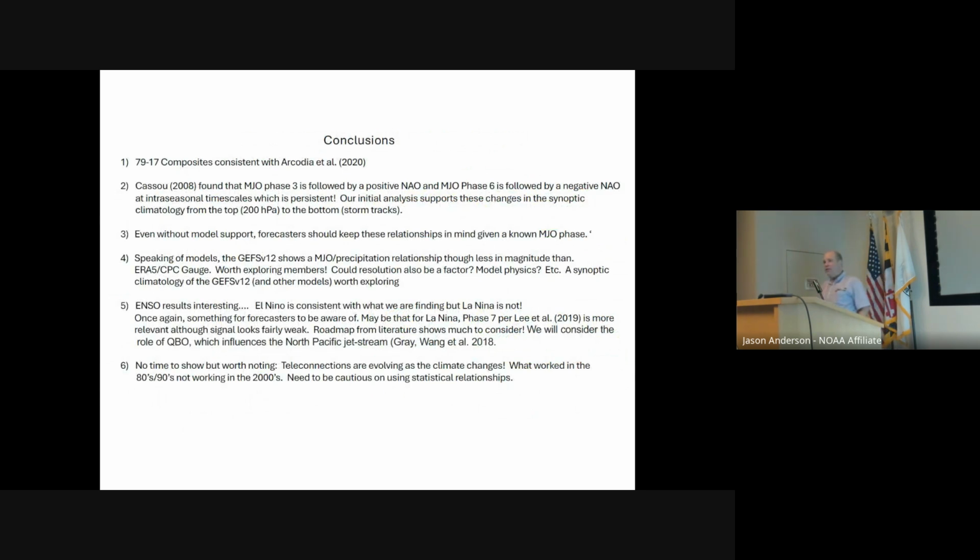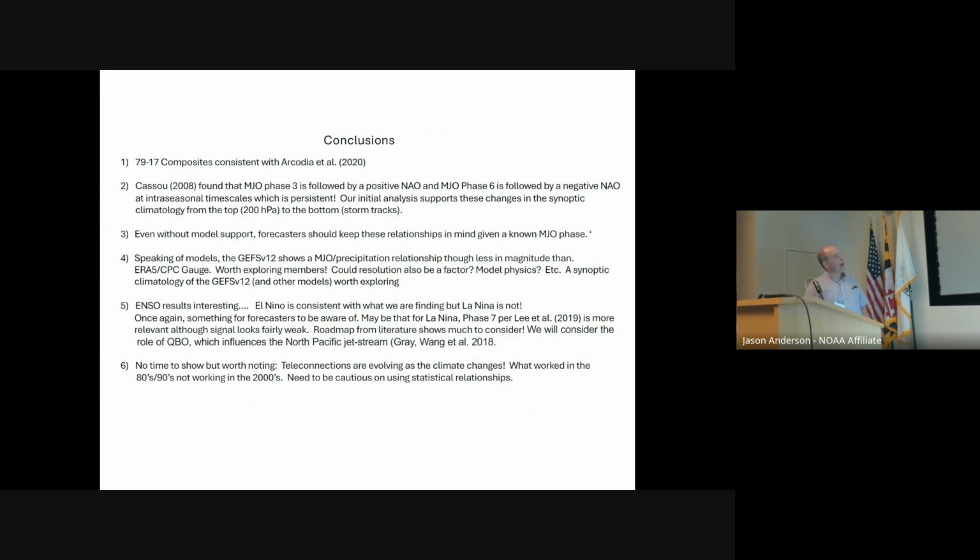The composites are consistent with Arcodia et al. 2020. Casalo found that MJO phase 3 is followed by a positive NAO, and MJO phase 6 is followed by a negative NAO at intraseasonal time scales, which is persistent. That's really what I found interesting about this. Our initial analysis supports these changes in the synoptic climatology, from 200 millibar winds all the way down to the storm tracks. Even without model support, forecasters should keep these relationships in mind given a known MJO phase. I don't need a model to tell me what the NAO is going to do in two weeks. If I know the MJO right now, these are relationships that tend to happen. At least that's what the data show.